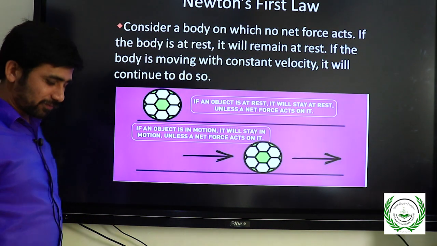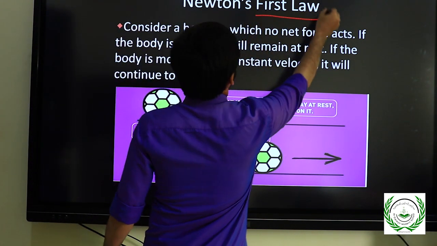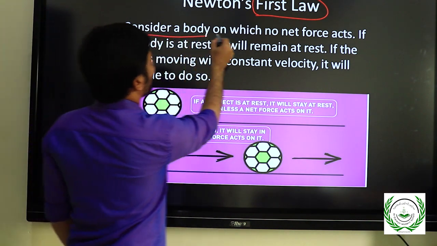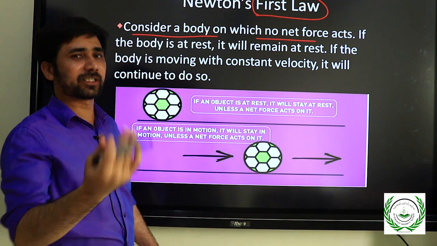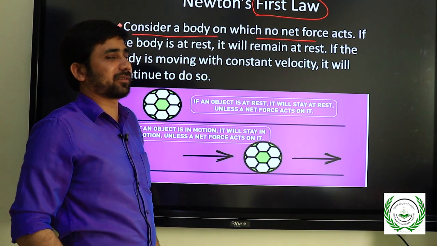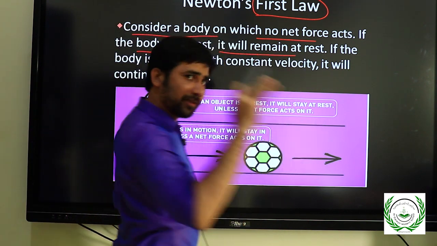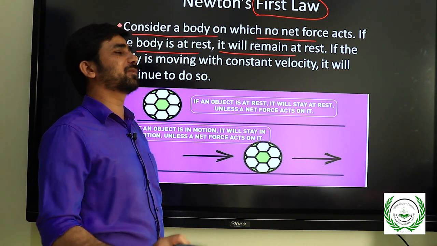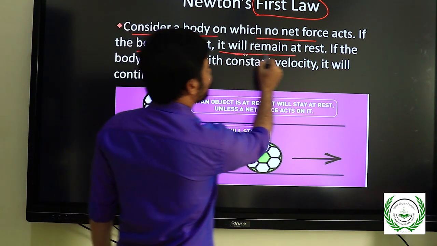Newton's first law. As we discussed just now, there are three laws. Now we are going to discuss Newton's first law. We can also call it the law of inertia. Let's see. Consider a body on which no net force acts. Suppose, for example, I am standing and no force is acting on me, which means I am at rest. If the body is at rest, it will remain at rest. I will be standing like this only, unless someone comes and pushes me. That is Newton's first law.